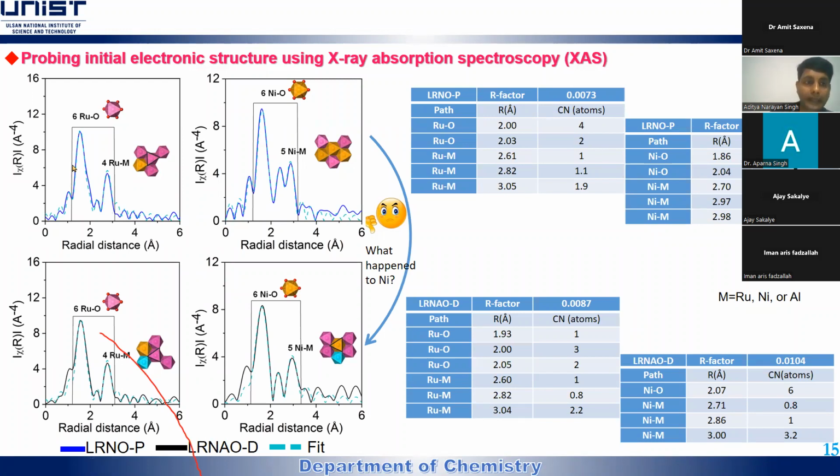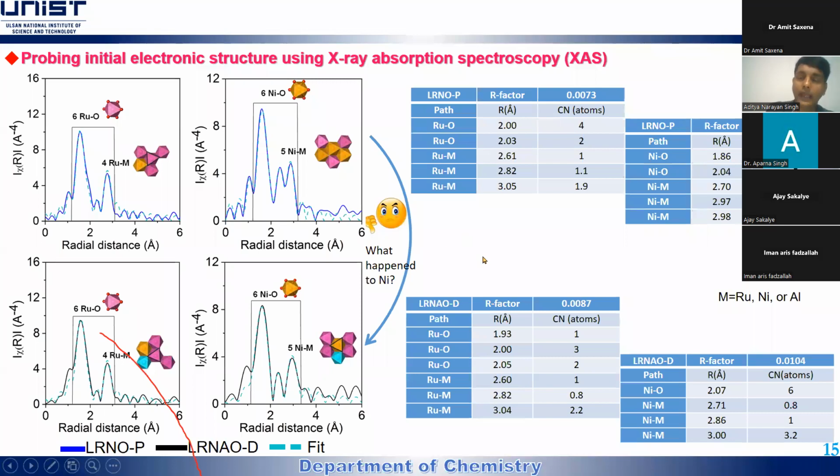So what we believe, when we took EXAFS data, this is EXAFS data. When we took EXAFS data, we found that there is almost similar ruthenium oxide distance in both the materials. This is LRNOP and this is the doped one. But again, the question can be raised: how did you confirm that your aluminum is doped, where, and is it really doped? To confirm that, I would need to explain certain things.